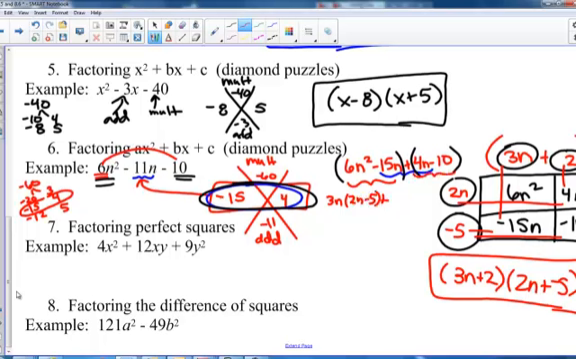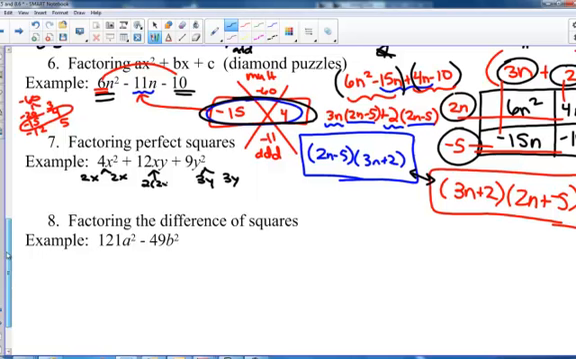Okay, then the last two examples that I just showed you are the perfect squares. So this is a perfect square, 2 times 2. This is a perfect square, 3 times 3. And I just have to check to make sure this is 2 times the first perfect square times the last. And if it is, it works, and it is. So this would be 2x plus 3y times 2x plus 3y.